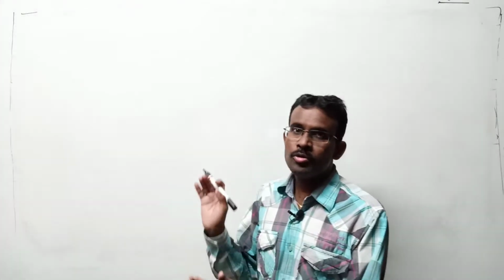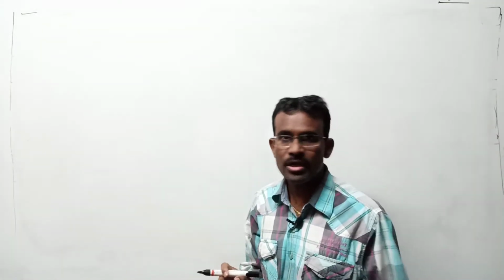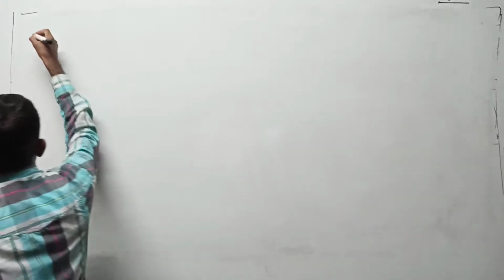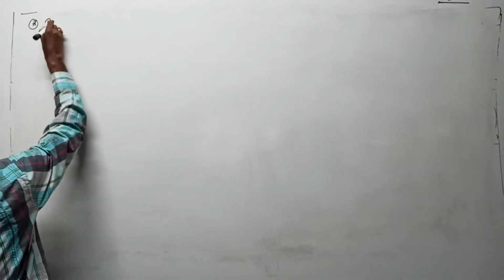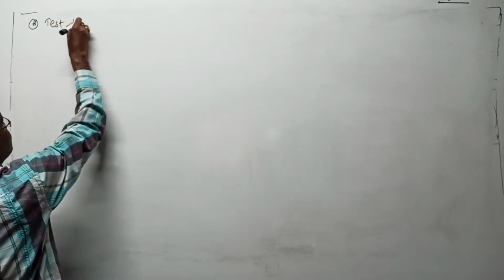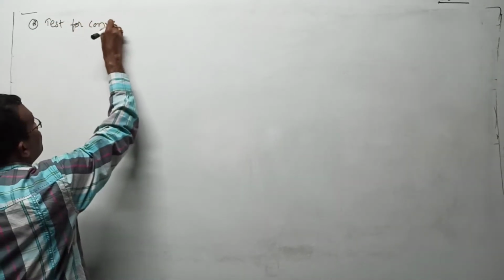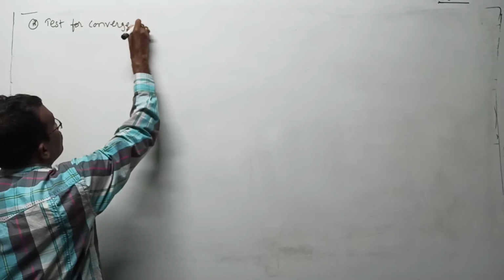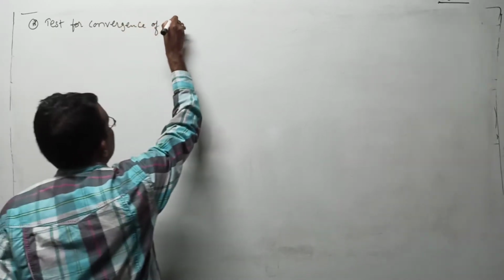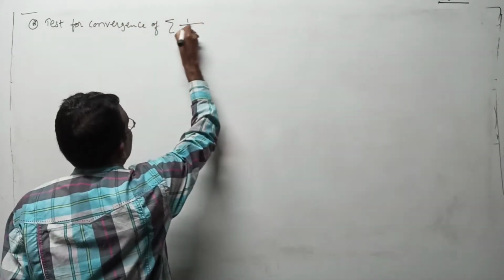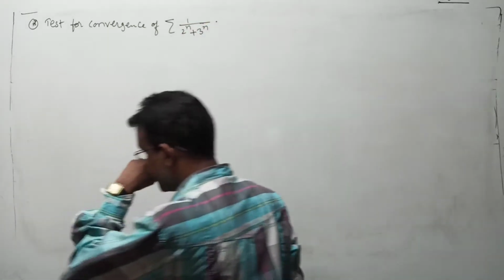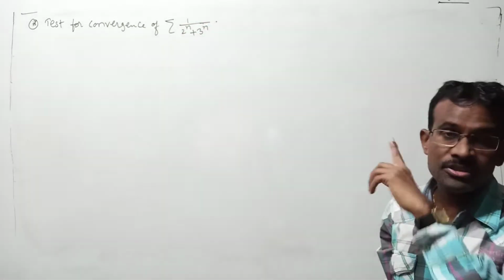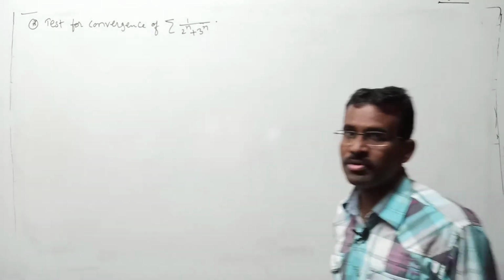Now we are going to do a few more questions on the limit comparison test, a few more model questions we have to do here. Our next problem is: test for convergence of sigma 1 by 2 power n plus 3 power n. This is your given series. Test for convergence of sigma 1 by 2 power n plus 3 power n.